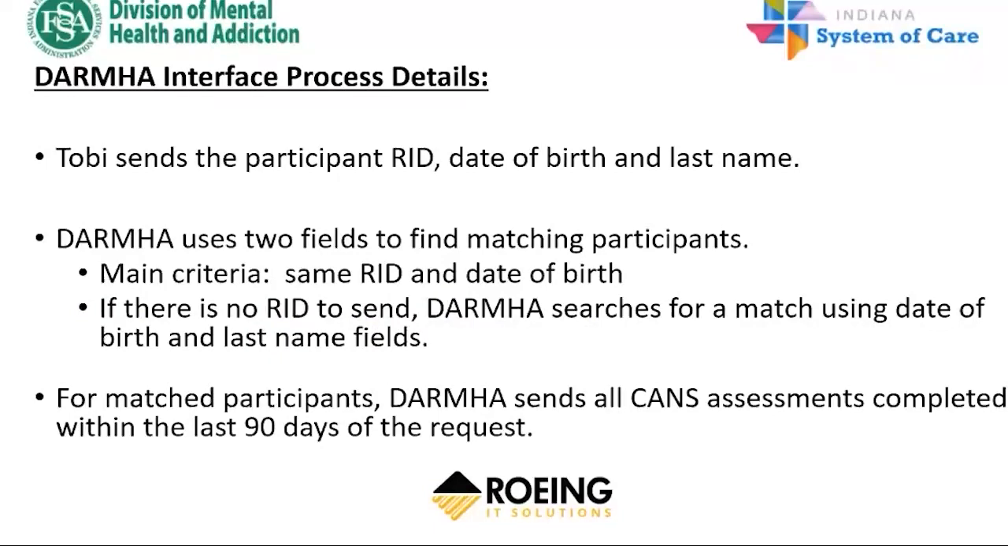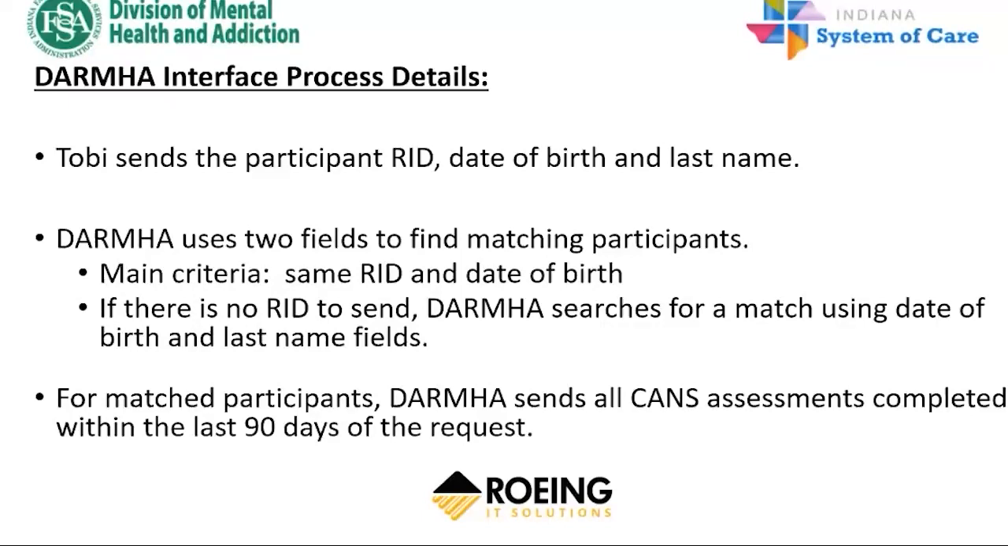Like I said, Tobi does send data from its system to DARMHA. It sends 3 fields, which are the participant RID, the date of birth, and the last name. DARMHA uses 2 of those fields to find matching participants. The main criteria search is on the RID and the date of birth. If there are participants that do not have a RID in Tobi, then DARMHA will match on the date of birth and the participant last name. So as always, especially with the DARMHA interface, it's extra important that you are cautious about the information and you're verifying that it is correct on that demographics page in Tobi.